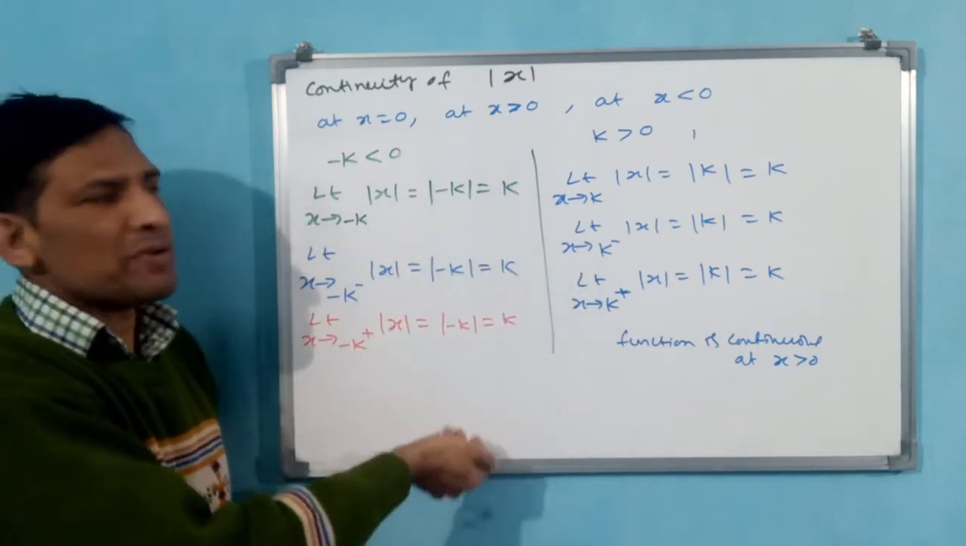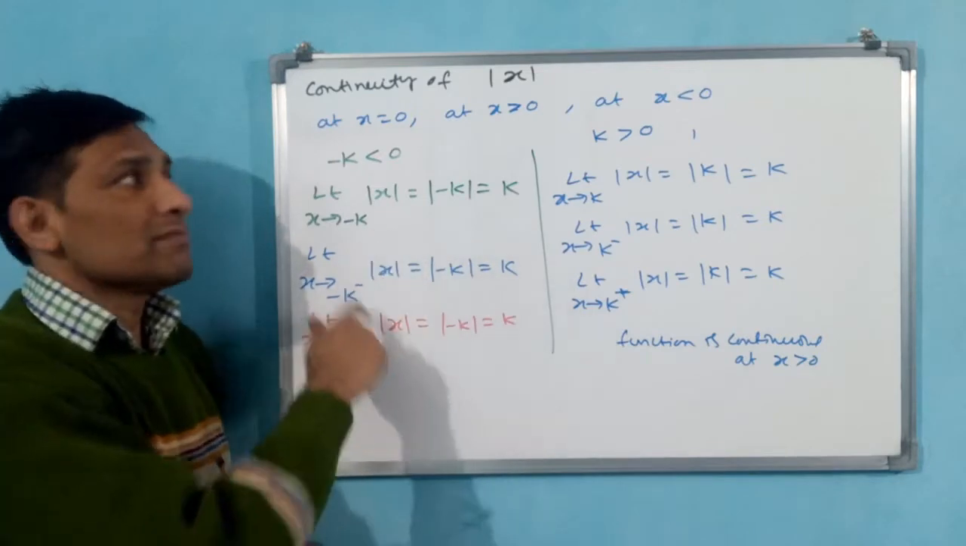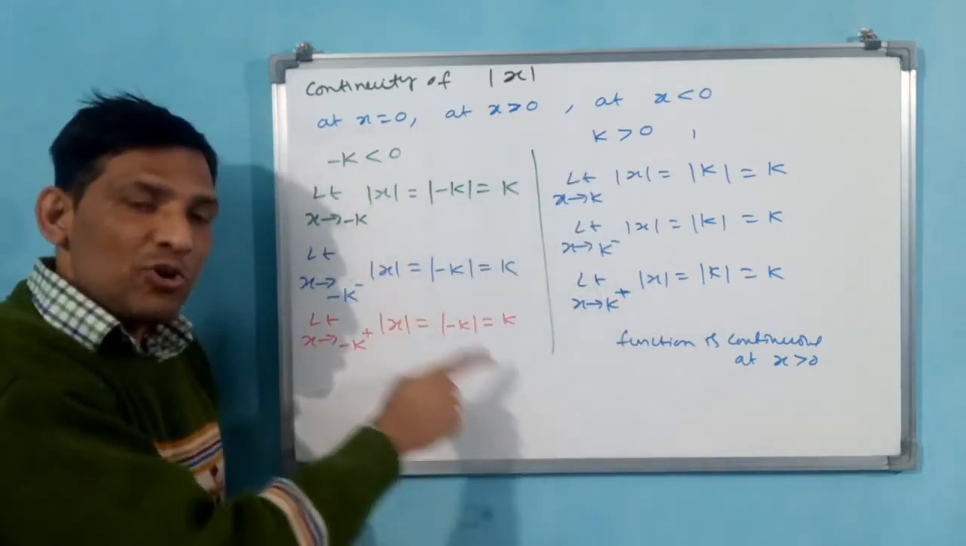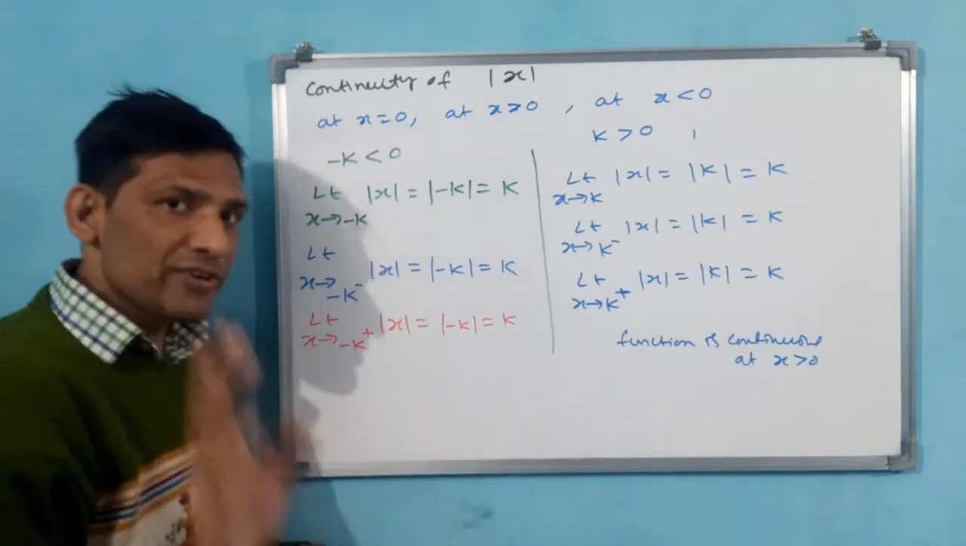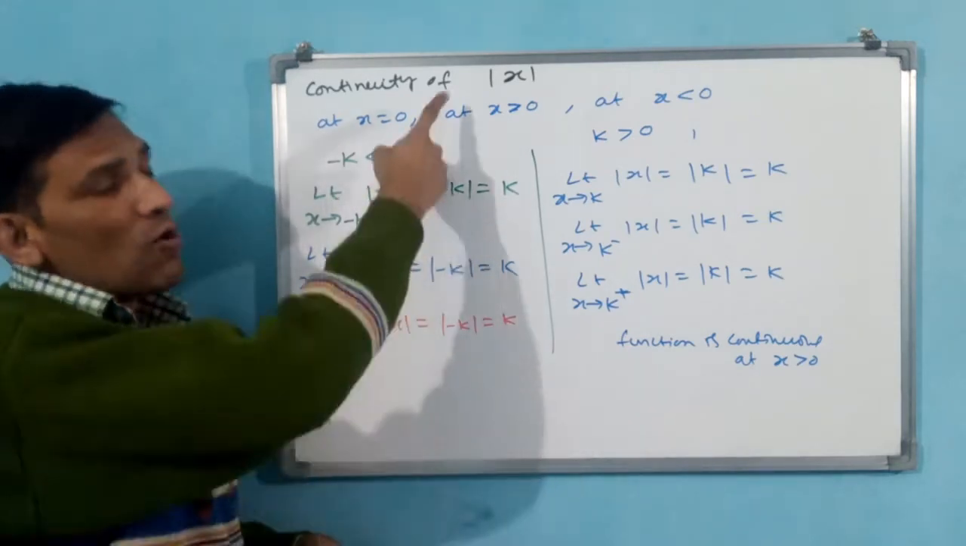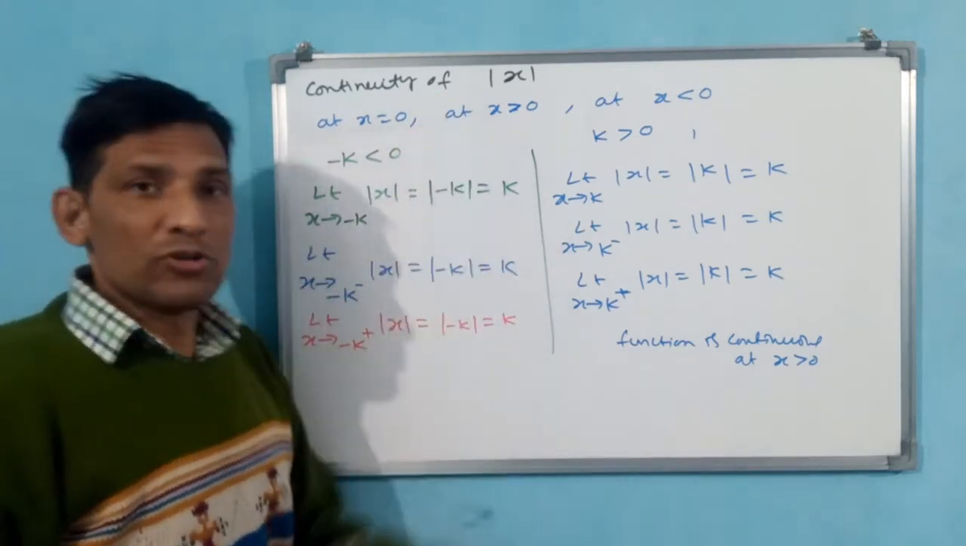Left hand limit, right hand limit equal, that equal to main limit. That is why at less than 0 also modulus x function is continuous. At greater than 0 also modulus function is continuous. Okay. Now we go for x is equal to 0.